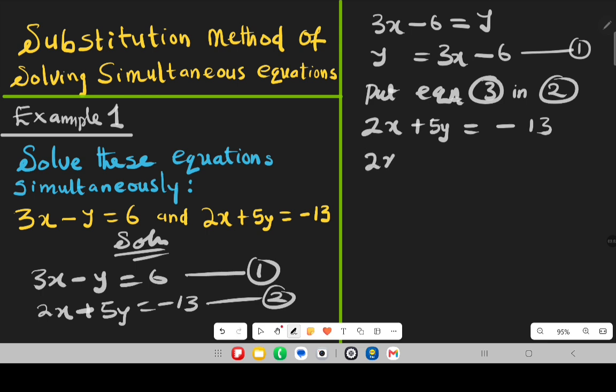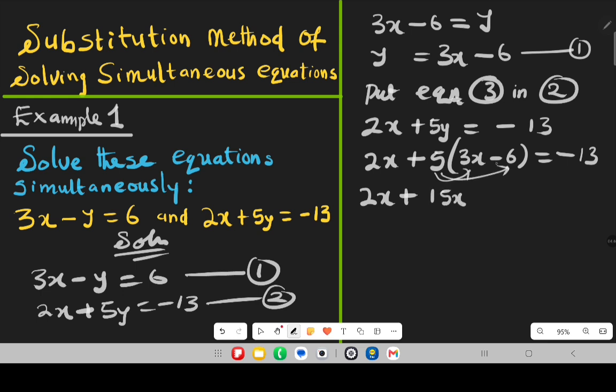That is 2x plus 5, in place of y, we are putting 3x minus 6, equals minus 13. If you look at this equation, we don't have any trace of y again. So everything we have is just variable x. Now we expand or we open the bracket. We have 2x plus 5 times 3x gives us 15x. 5 times minus 6 gives us minus 30 equals minus 13.